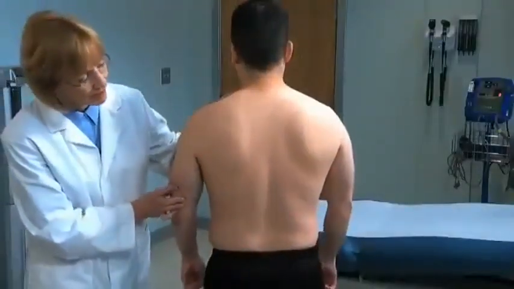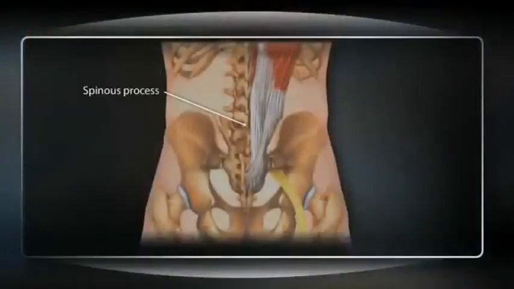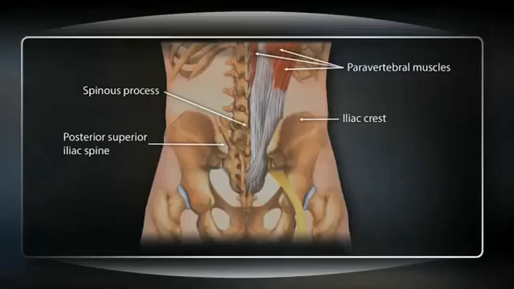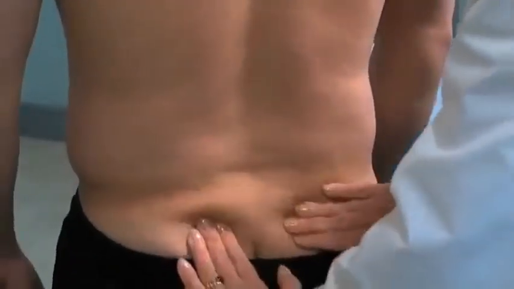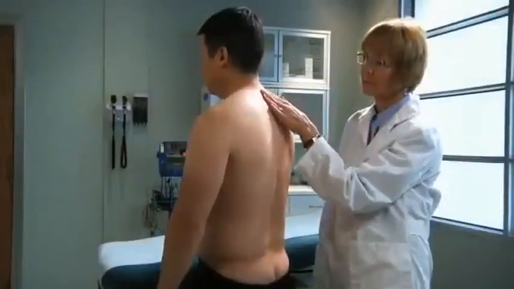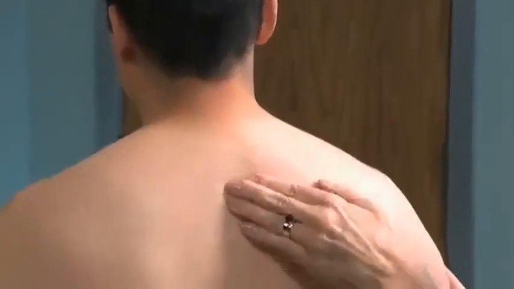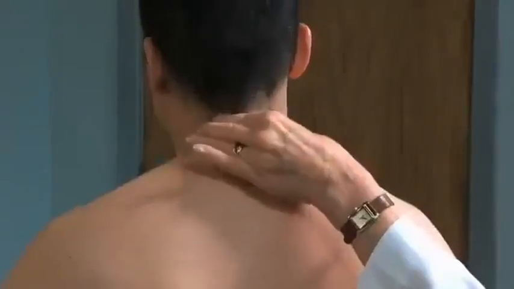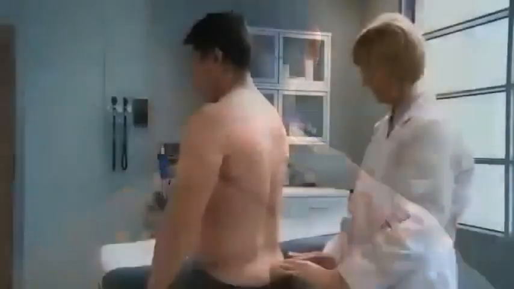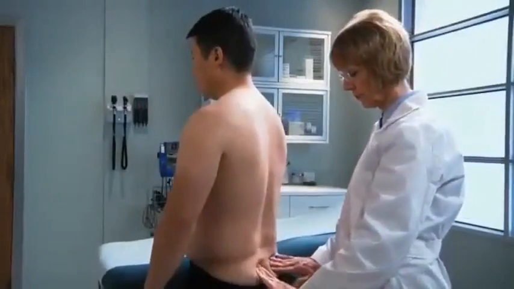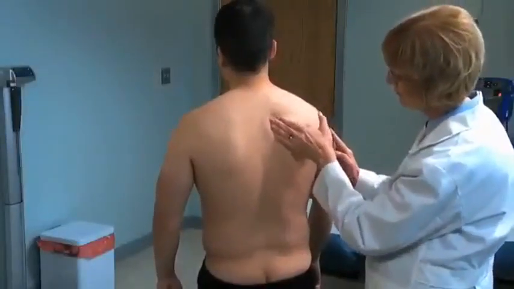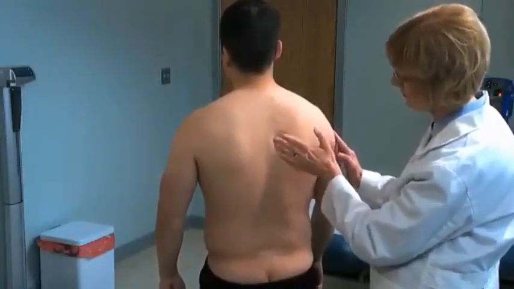From behind the patient, identify the spinous processes, paravertebral muscles, iliac crests, and posterior superior iliac spines, usually marked by skin dimples. Next, palpate the spinous processes of each vertebra for tenderness. In the neck, palpate the facet joints that lie between the cervical vertebrae. Palpate the sacroiliac joint, often identified by the dimple. And inspect and palpate the paravertebral muscles for tenderness and spasm.